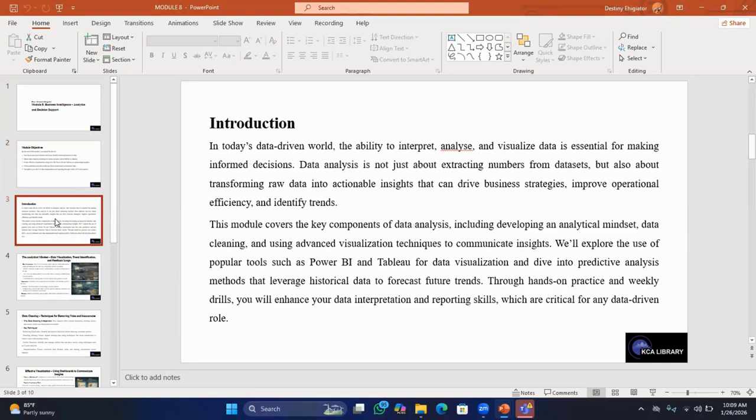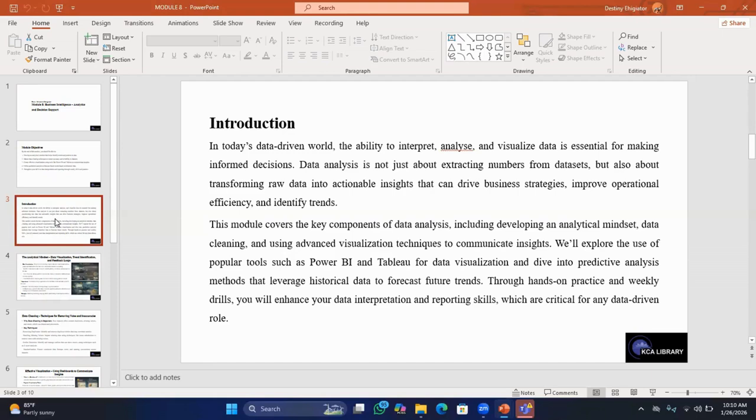Now, by way of introduction, in today's data-driven world, the ability to interpret, analyze, and visualize data is essential for making informed decisions. Data analysis is not just about extracting numbers from data sets, but also about transforming raw data into actionable insights that can drive business strategies, improve operational efficiency, and identify trends.